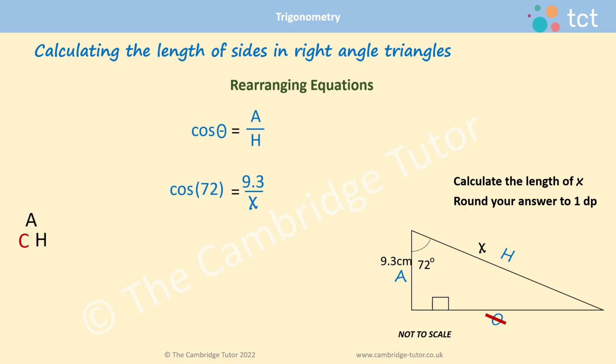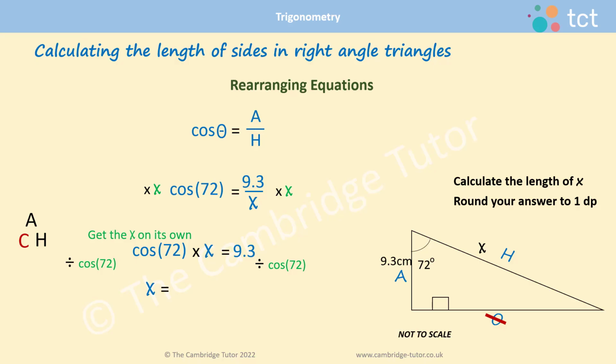Remember the extra step in this one, because the x is the denominator. If we multiply the numerator by the denominator, we'll end up with just the numerator, and then we have an extra step where we have to get the x on its own. Because we've multiplied that side by x, we multiply the left side by x. So we have the cos of 72 multiplied by x, and that will equal 9.3. Now we need that x on its own, on that side of the equation. So we're going to divide that by the cos of 72 to cancel out the multiplication. Divide by the cos of 72 on both sides.